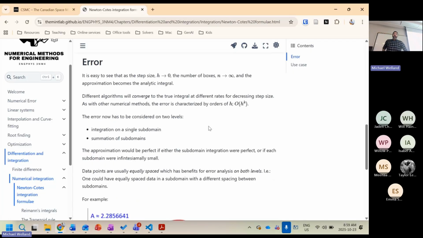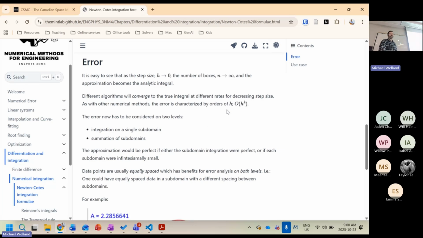Okay. Error analysis. As the step size h goes to 0, the number of boxes goes to infinity, and the approximation becomes the analytically exact integral, right? Easy. The order of convergence for integration is also related to the step size, and different algorithms will converge to the exact integral at different rates.